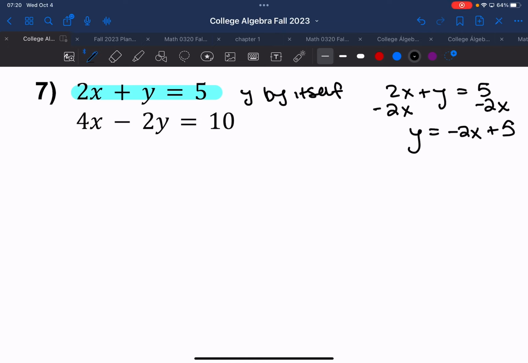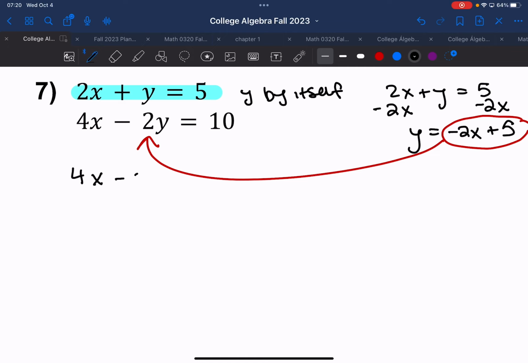Okay, so that means I'm plugging in that negative 2x plus 5 into what equation? The bottom, and for what variable? Y. Okay, so now we have 4x minus 2, and then for y, we're plugging in negative 2x plus 5, and then bringing down that equals 10.